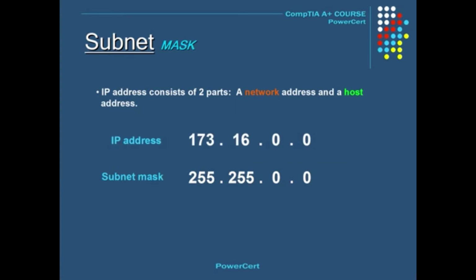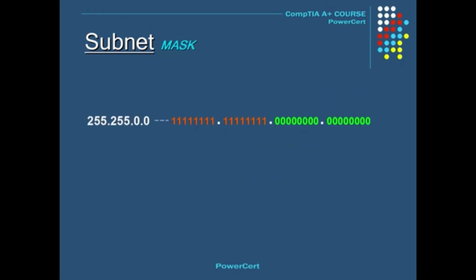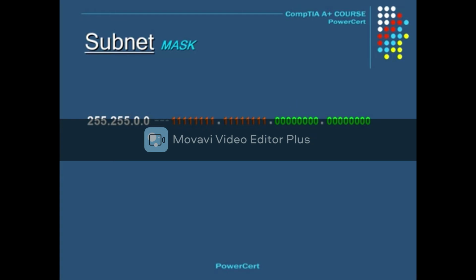the IP address. So in this subnet mask, the first two octets are 255. And if we were to look at this subnet mask in binary form, the first two octets would be all ones. Because when you count all the numbers in an octet, it will equal 255.